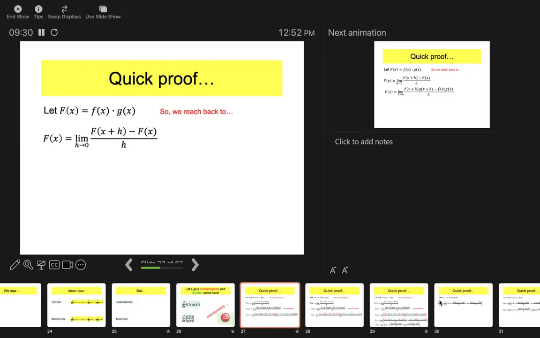Right. So now that's going to become f of x plus h times g of x plus h, minus f of x plus h times g of x. We're just plugging in x for the second one, not plus h. Just f of x times g of x. Right. See what I did? Yes. Cool. Now what?